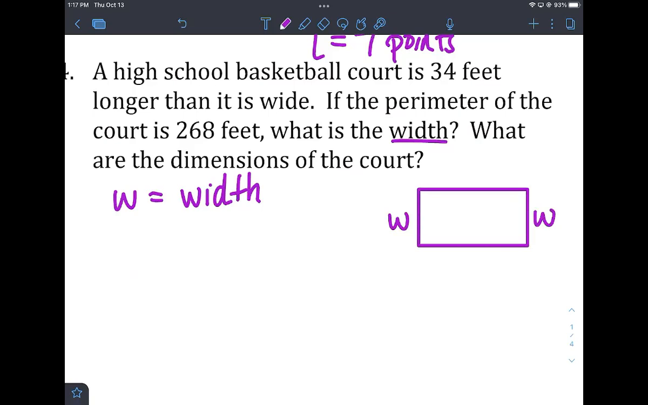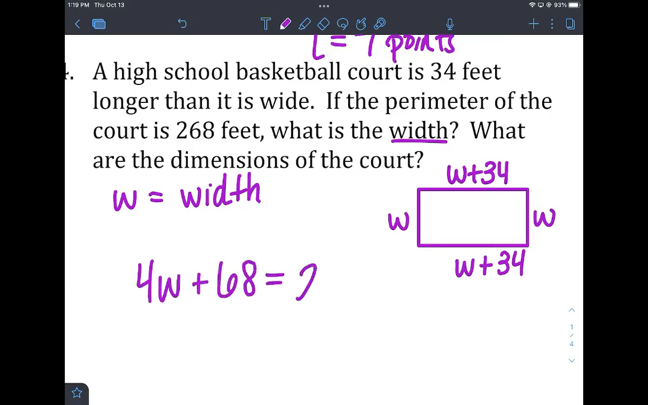Now it says the basketball court is 34 feet longer than it is wide. So they're telling us what the length is. Is the length 34? No, the length is W plus 34. It's 34 feet longer than the width, so whatever the width is, 34 more than that. Now let's add all that together. W, W, 4W. Yeah. 34 and 34, 68. All together equals 268.